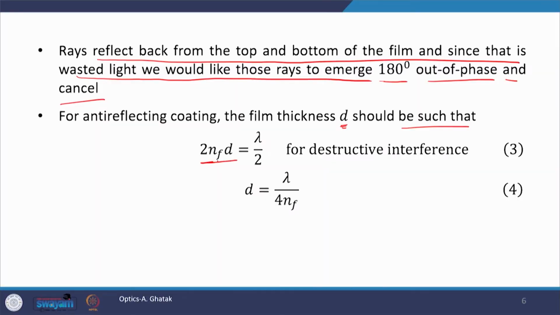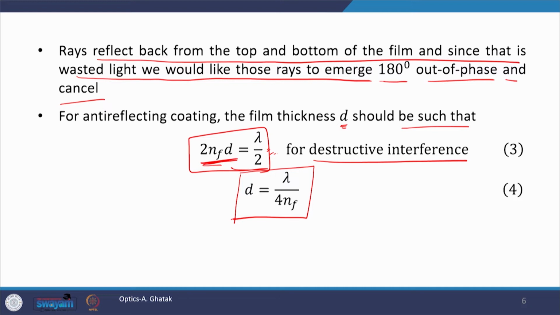Now, for anti-reflecting coating, the film thickness is of prime importance, and this film thickness d should be such that the path length difference, that is 2 Nf d, is equal to lambda by 2, and whenever this condition is satisfied, we get destructive interference in the reflected arm. From this equation we can easily derive the expression for d which gives destructive interference, and this d is equal to lambda by 4 Nf.